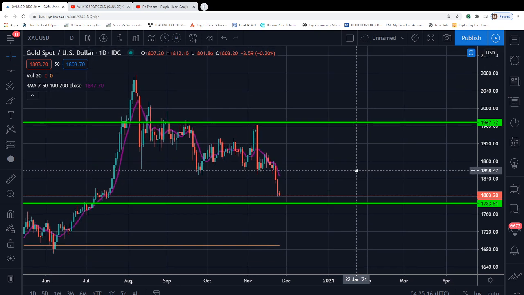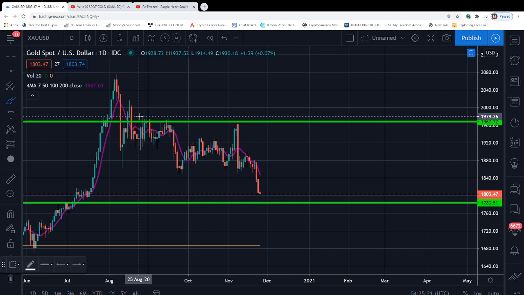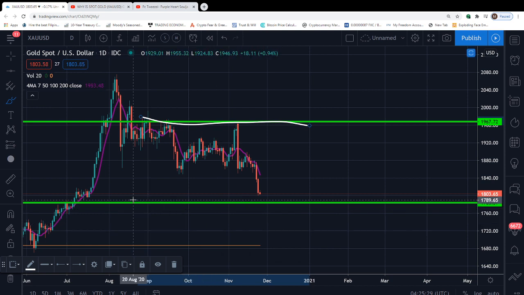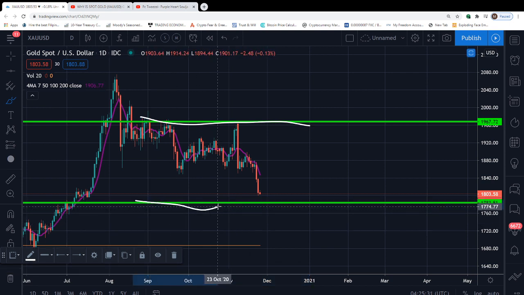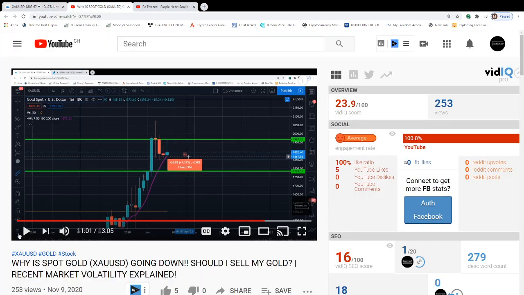Okay, guys. The lines that you see on the chart, we didn't just put these lines here. They've actually been there. The overhead line is going to be 1,967.72 and the lower line is going to be at about 1,783.51. Just to verify that we didn't move anything, let's visit this video that we posted on November the 9th and listen in very quickly to what we thought could take place in the gold price here in the short term.